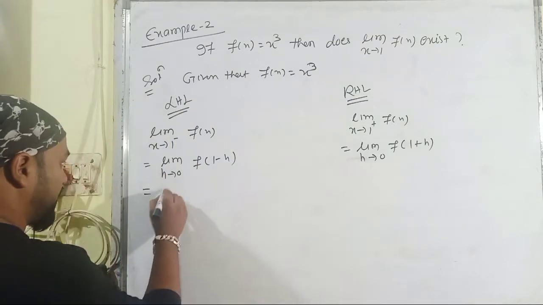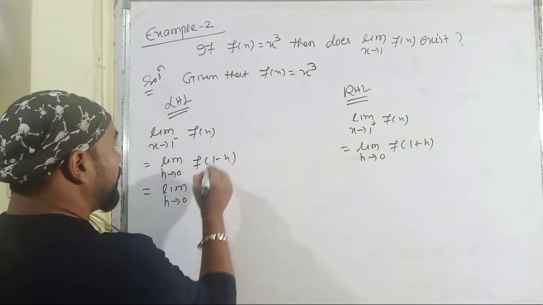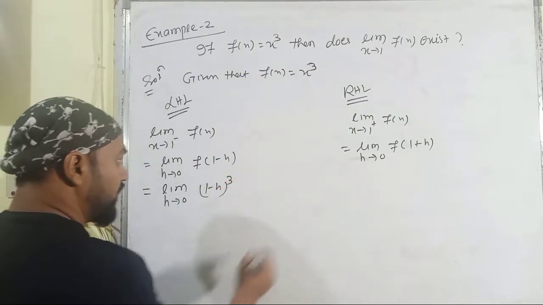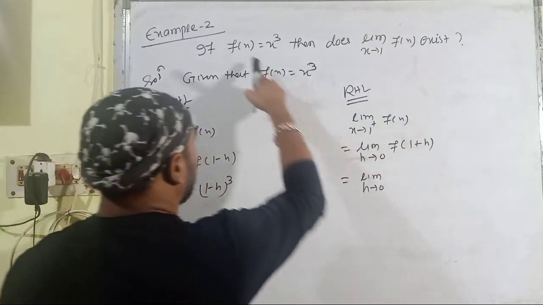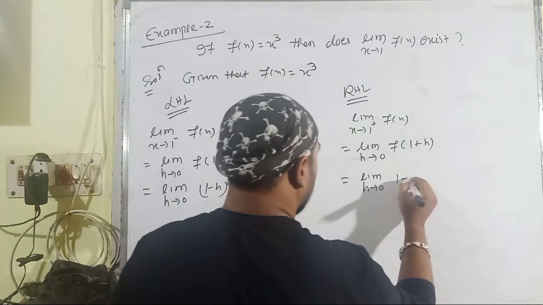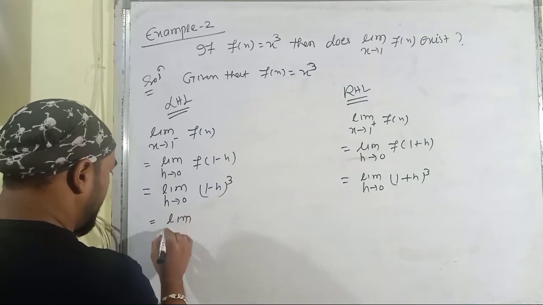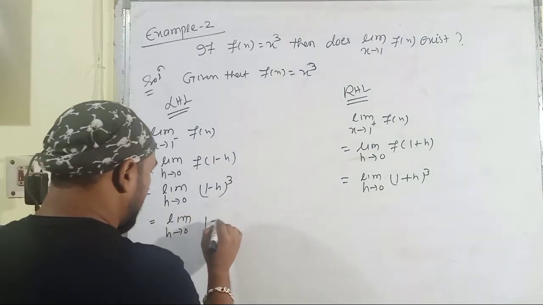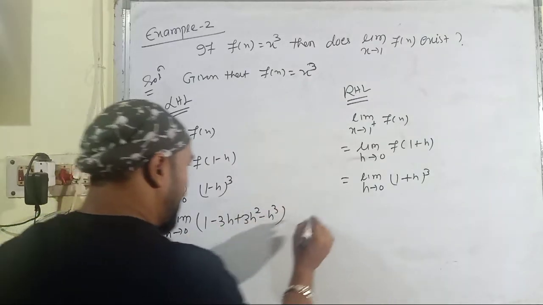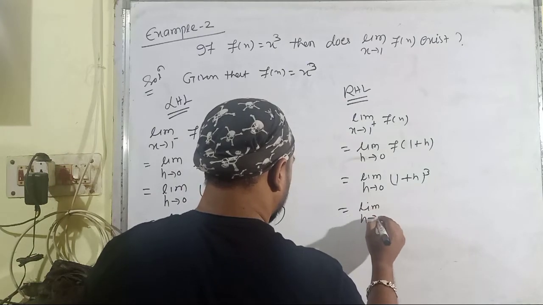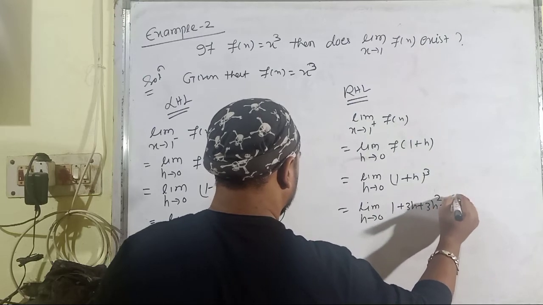And let us see what we are getting here. Limit h tends to 0, f of 1 minus h will be the whole cube of 1 minus h, and limit h tends to 0, f of 1 plus h, by putting 1 plus h, will be the whole cube of 1 plus h. So limit h tends to 0, this is 1 minus 3h plus 3h square minus h cube, and here it is limit h tends to 0, 1 plus 3h plus 3h square plus h cube.